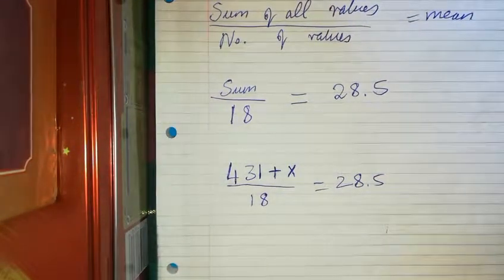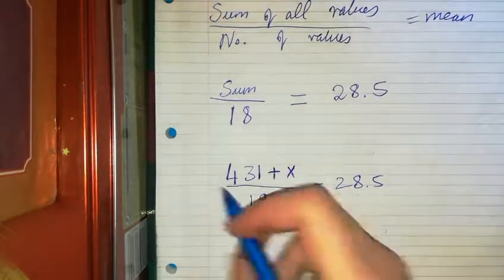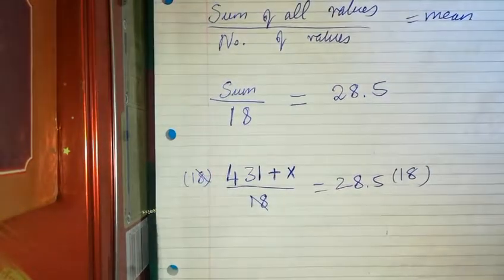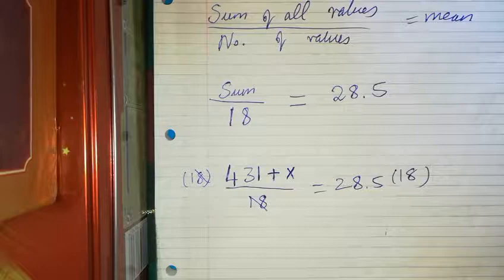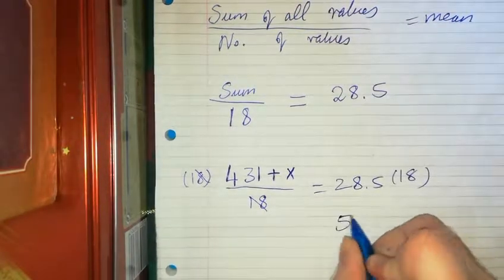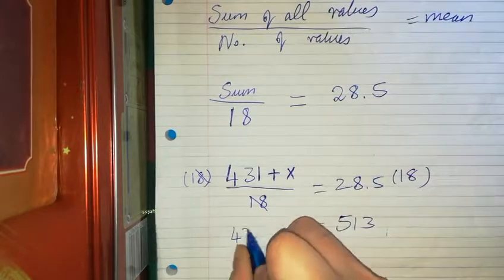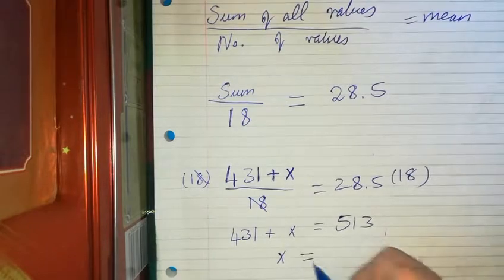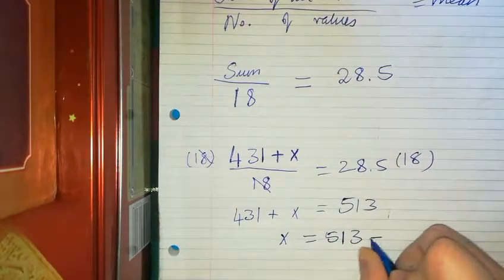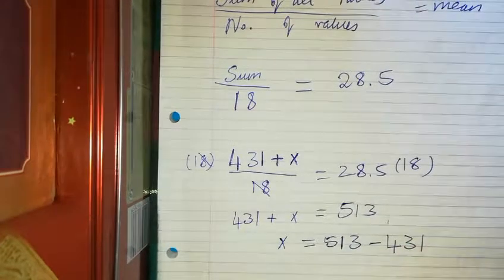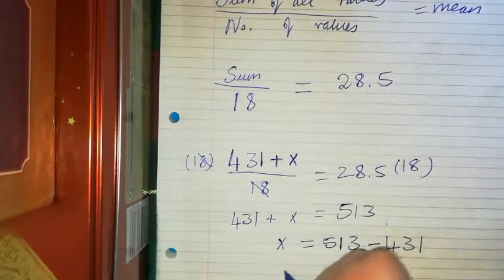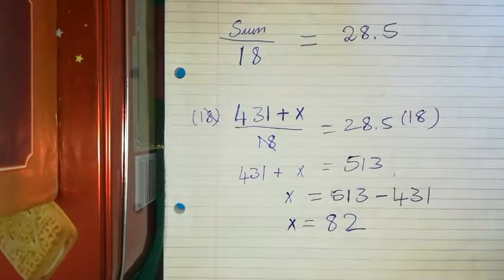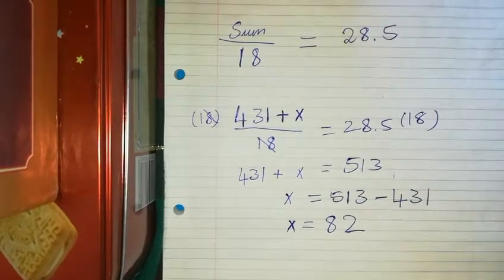So we have to rearrange this to get what X is. First thing I might do is multiply both sides by 18, and then my fraction will be gone. So it'll be 28.5 by 18. So then I get 513. So 431 plus X is equal to 513. So if I want to get X by itself, it'll be 513 minus 431, and I get X is equal to 82. So 82 is the number of copies sold in my 18th week. And that is our answer for that.